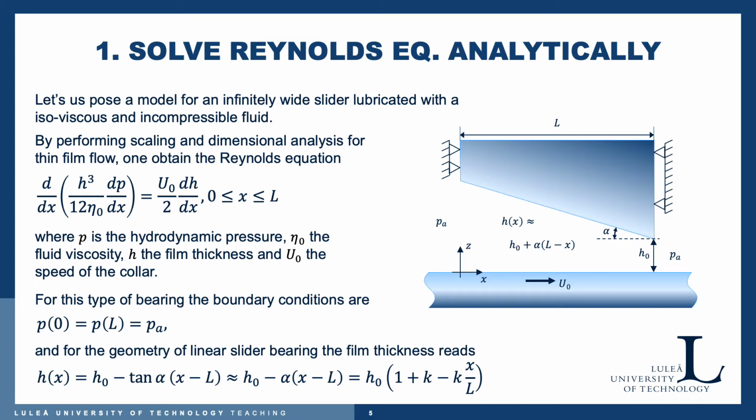Then we have the following very much simplified Reynolds equation, a second order differential equation, in terms of the pressure being the dependent variable. So P is the dependent variable, X is the independent variable, H is an input function parameter, so it models the geometry or the film thickness of this bearing. Eta naught is the fluid dynamic viscosity, and U naught is the sliding velocity of the collar.